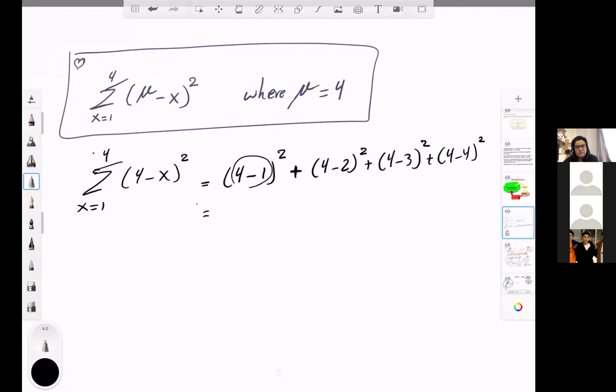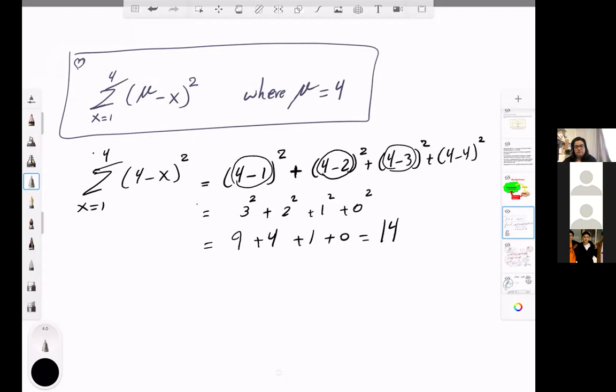4 minus 1 is 3. We have 3 squared. 4 minus 2 is 2 squared. 4 minus 3 is 1 squared and 0 squared. 3 squared is 9, 4, 1, plus 0, it gives us 14. All right. Any question here?